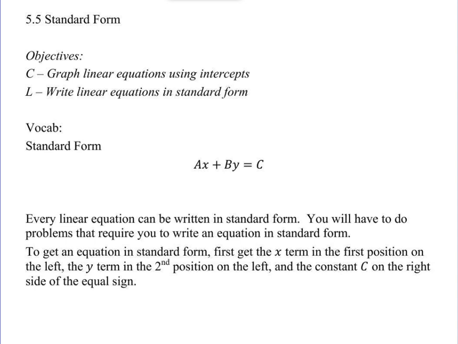All right, this is standard form right here. Capital AX plus capital BY equals capital C. In standard form, what are these two letters right here, X and Y? What are those? No. They are variables, that's it. So let me get rid of this circle. You got X and you got Y, those are your variables.